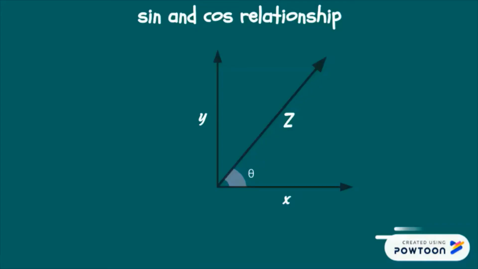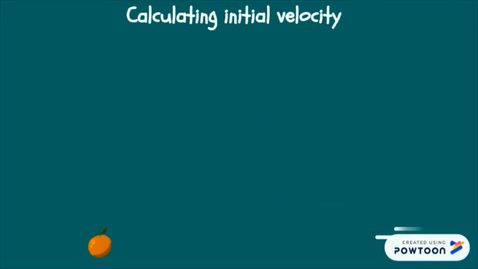Now, the first and probably the most important concept you'll need in projectile motion is the sine and cosine relationship. Z multiplied by sine theta gives you y, and z multiplied by cosine theta gives you x. Let's use what we've learned to calculate the vertical and horizontal component of a moving object's velocity.